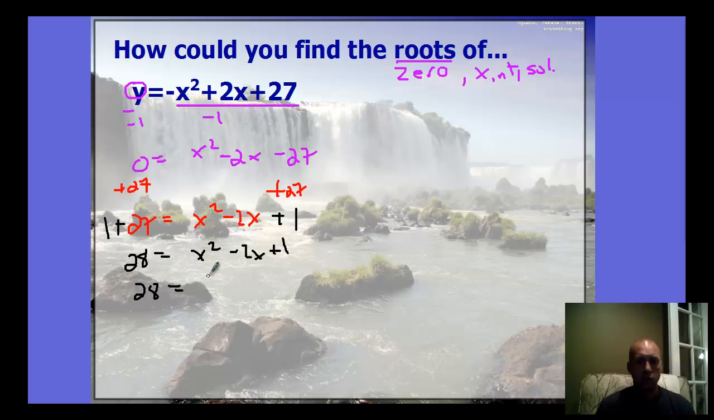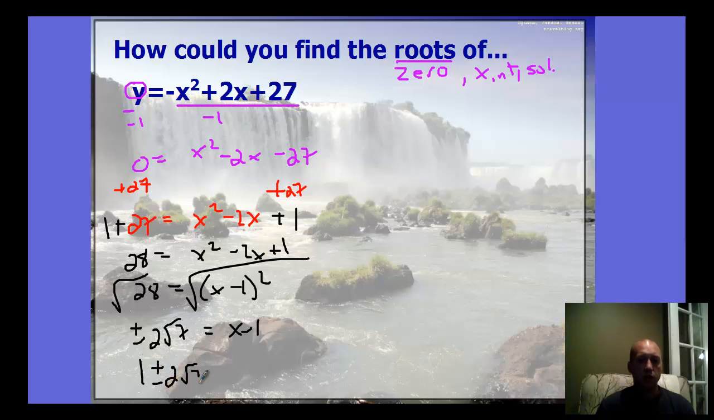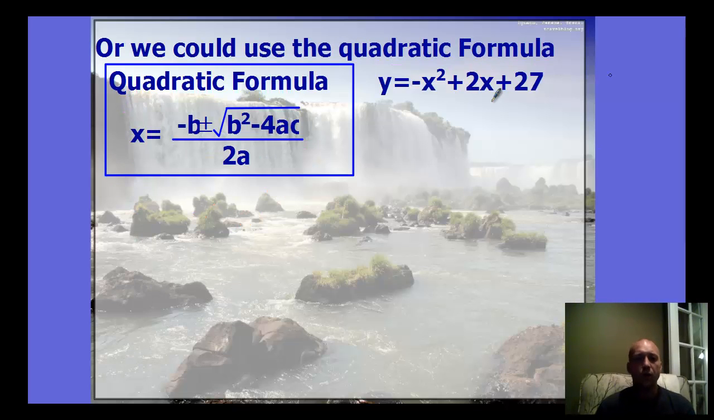So we have 28 equals x minus 1, the quantity squared. So we can square root both sides. We get plus or minus 2 root 7 equals x minus 1. We have 1 plus or minus 2 root 7 equals x. So that would be the exact solution. That's one method that we talk about, completing the square. Good review. We can also use the quadratic formula to do the same thing.